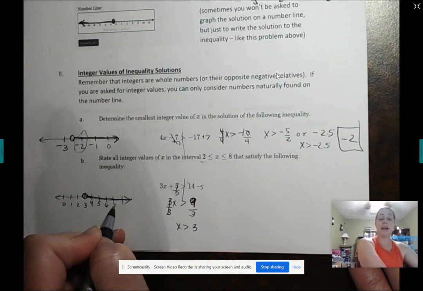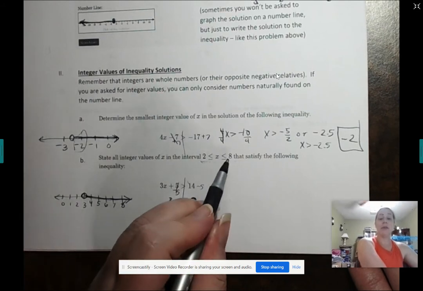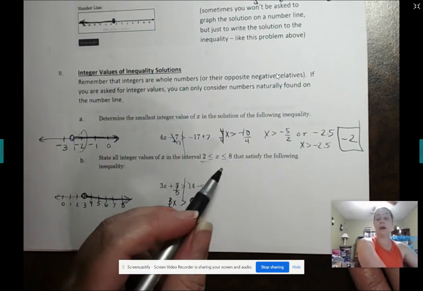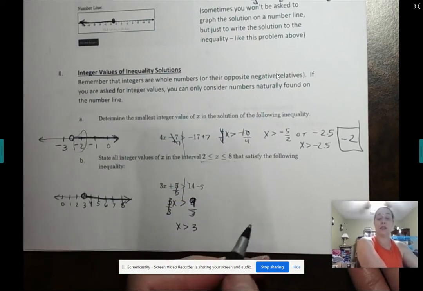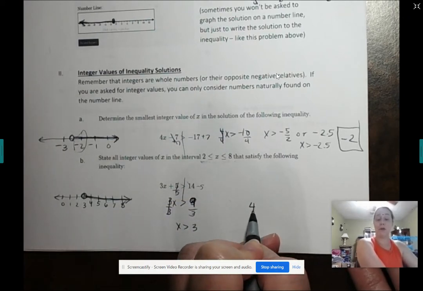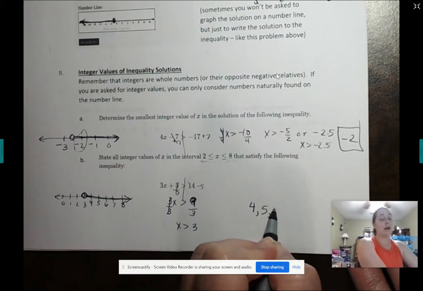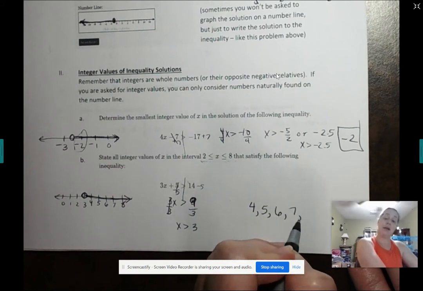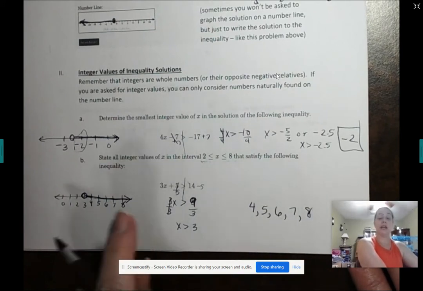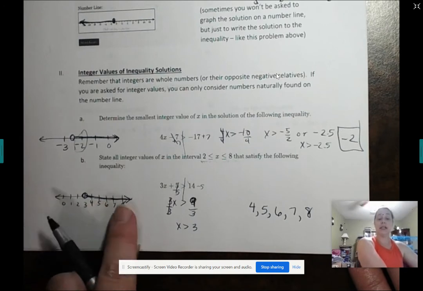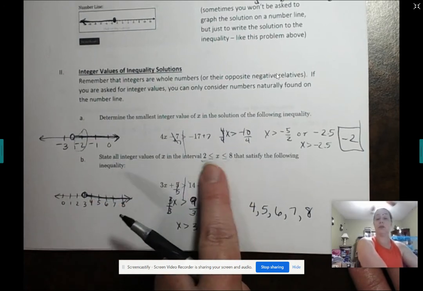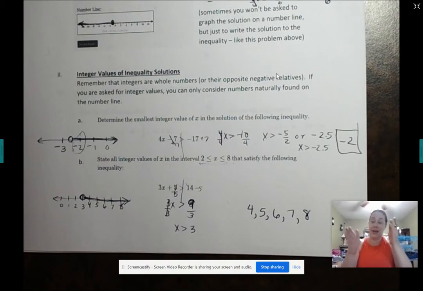5, 6, 7, and this upper part of the interval that they gave us, 8. So I'm going to type in delta math 4, comma 5, comma 6, comma 7, comma 8. Those are the integers that are included in this inequality solution between just the range of 2 to 8. Okay, that's what an interval is. It's just a range. It's giving you a boundary, an upper and lower boundary.